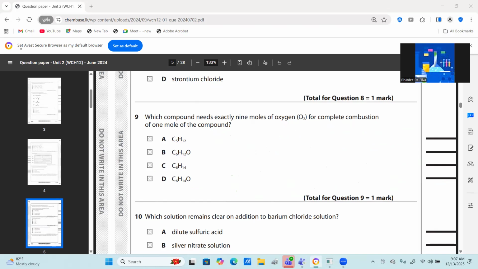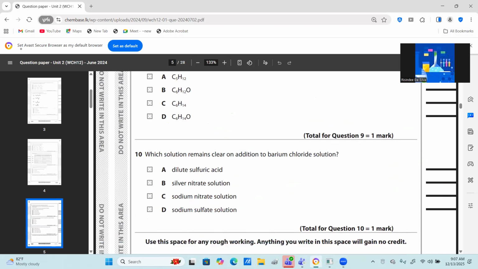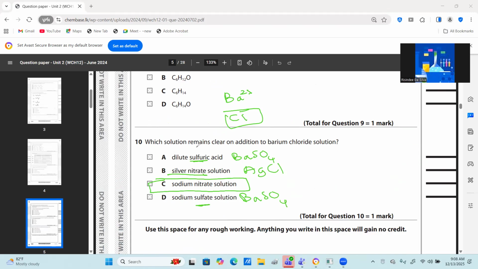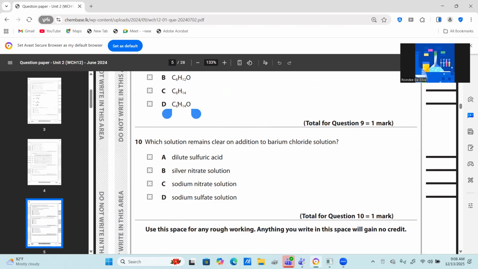10th one, which solution remains clear on addition of barium chloride solution? So we have Ba2+ and Cl-. When there is a sulfate, definitely we know there will be a white precipitate because of barium sulfate. With silver nitrate, if we have a chloride, we know silver chloride is a white precipitate. So this will not give a precipitate, or the solution remains clear. Sodium nitrate. With sodium nitrate, when you add barium chloride, you get barium nitrate and sodium chloride. Both are in solution.